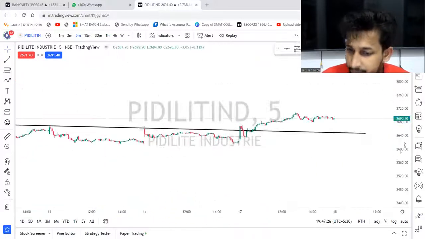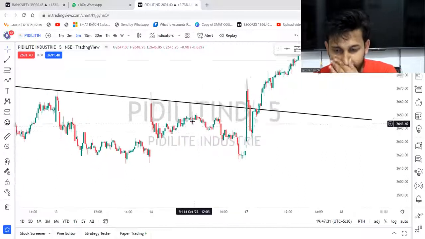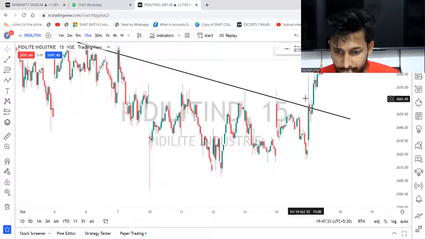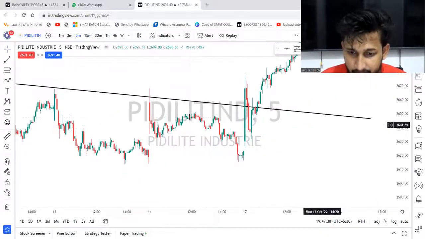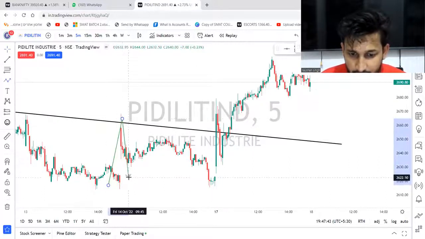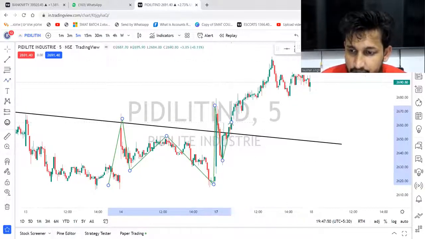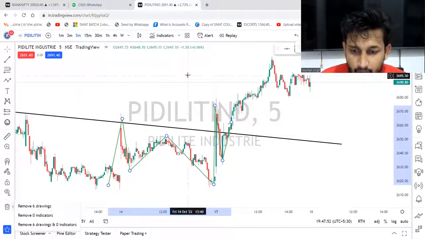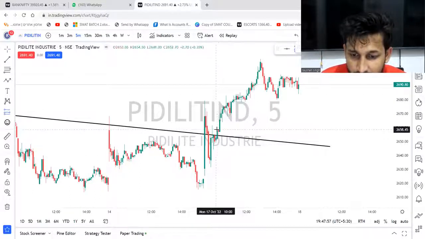Generally we trade in which time frame? 5 minutes. Now if I go to the 15 minutes time frame or even the 5 minutes time frame, aren't I seeing that the market was in a downtrend? After the breakout of this, the trend slightly shifted. So what I could have done is gone for the buying side around this level or these candlesticks, any of these.